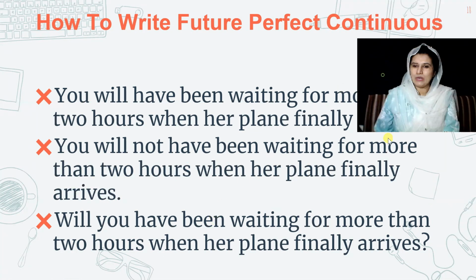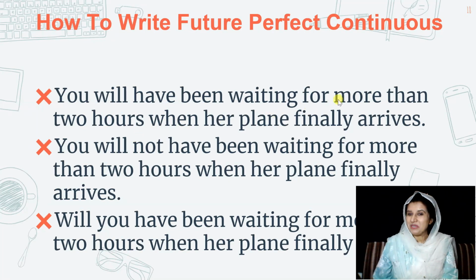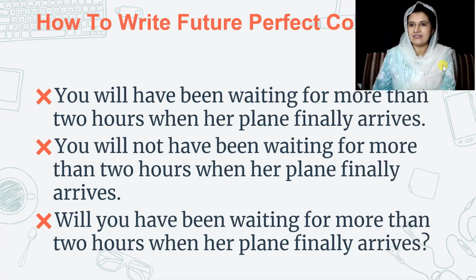Okay, one last practice session. You will have been waiting for more than 2 hours when her plane finally arrives. This is a simple sentence, and I'm sure now you know how to write a simple sentence, a positive sentence in future perfect continuous tense. Next, you will not have been waiting for more than 2 hours when her plane finally arrives. So here you can see that we added not in the negative sentence, and the last sentence is the interrogative statement. Will you have been waiting for more than 2 hours when her plane finally arrives, right?